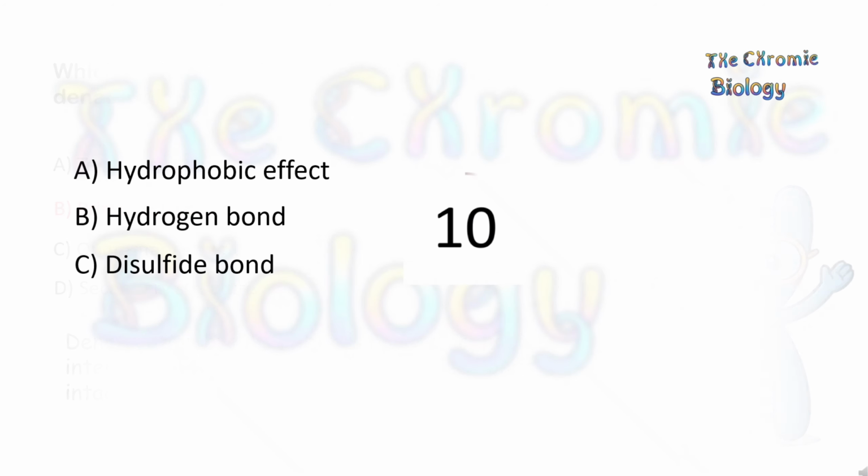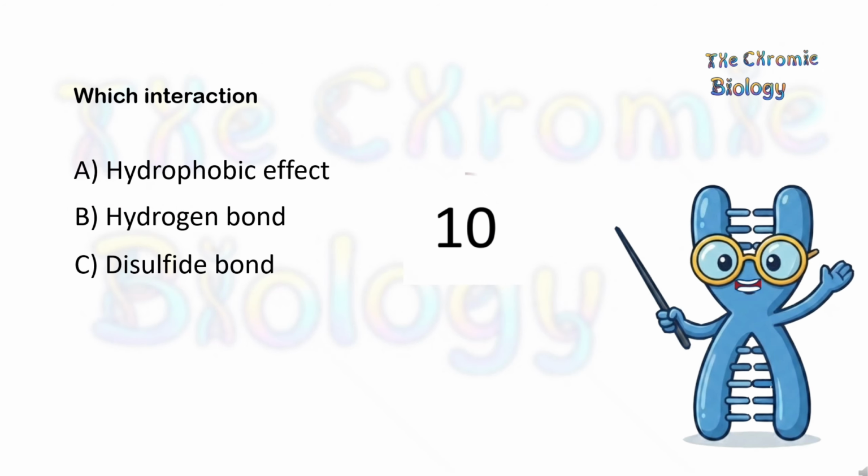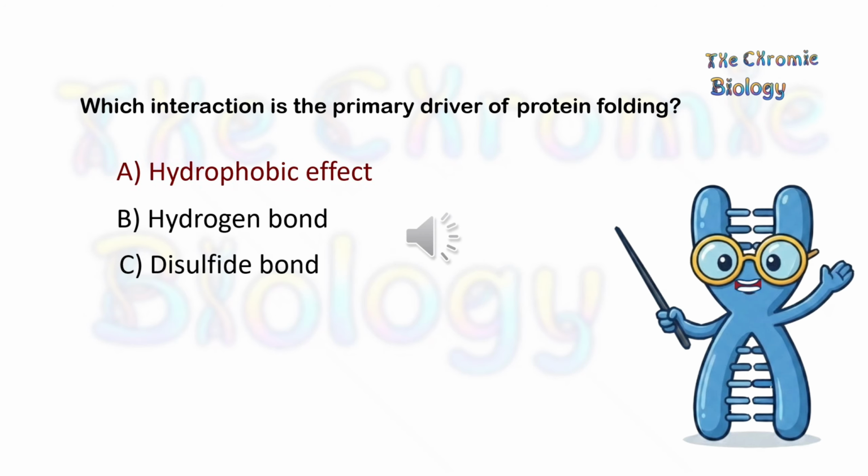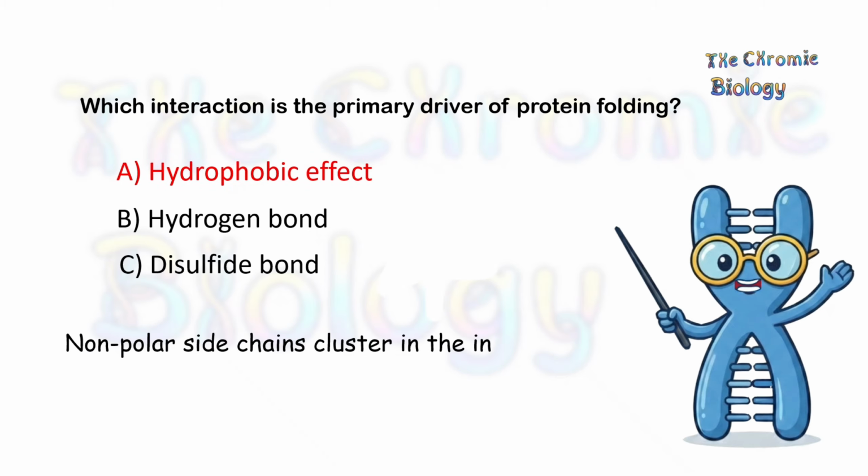Next, which interaction is primarily the driver of protein folding? Here is your countdown. The answer is the hydrophobic effect, because nonpolar side chains cluster in the interior to minimize contact with water, increasing entropy.